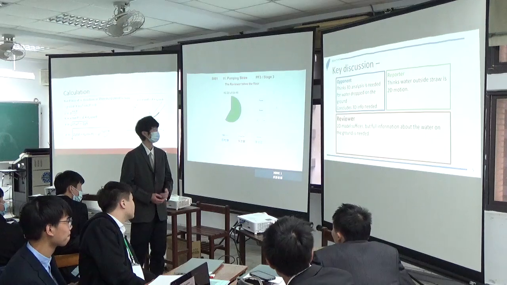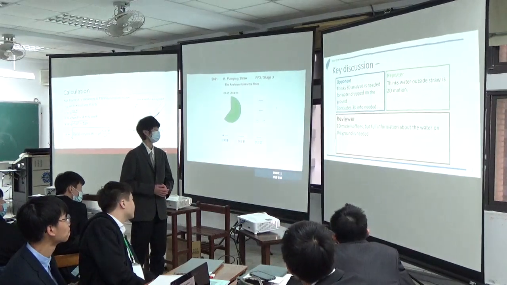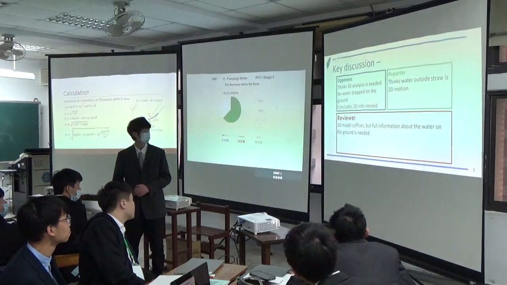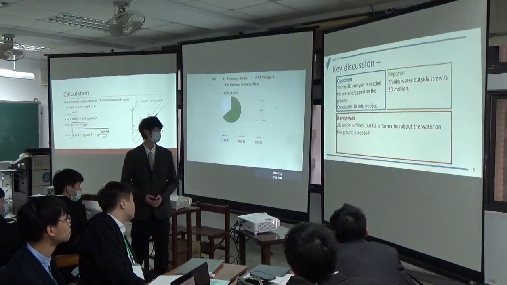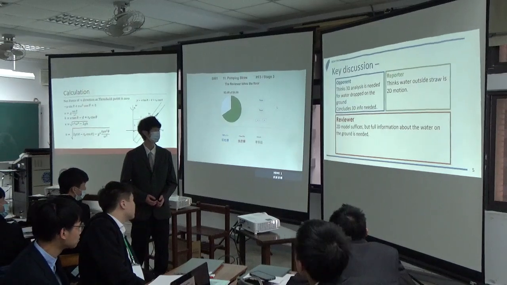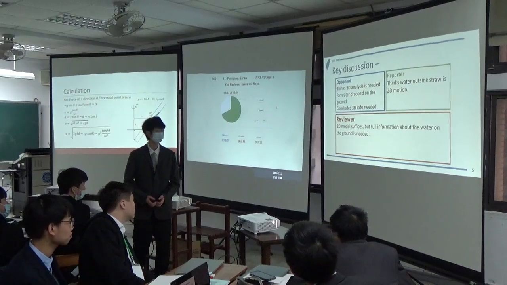And the opponent thinks that the 3D analysis is needed for the water to drop on the ground, and you should conclude that 3D info is needed. However, the reporter thinks that the water outside the straw is 2D. And for us, a 2D model is suitable, but you still need the full information about the water on the ground.